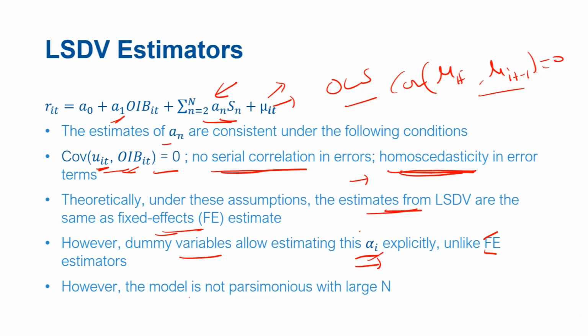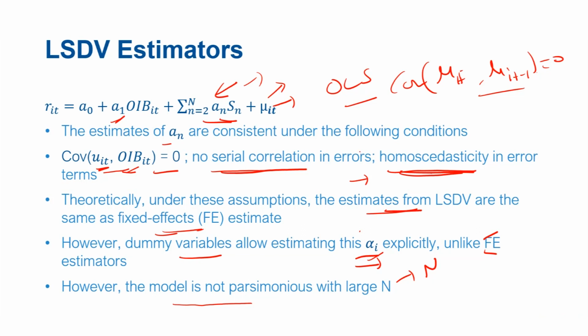However, the problem of this model is that it is not parsimonious. As n increases, the model becomes less and less parsimonious, with all the adverse effects that come with a non-parsimonious model where so many dummy variables are introduced.